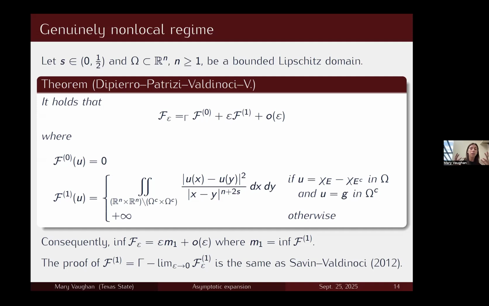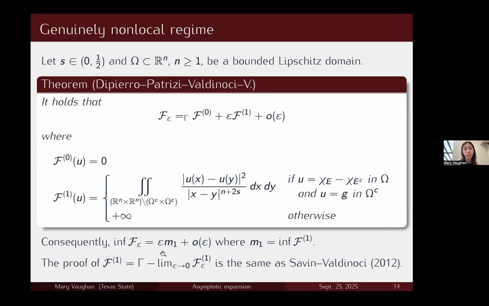So this is the genuinely non-local case, because not only do we converge, we have a non-local functional converging to a non-local perimeter functional, but our boundary data is also non-local. Here, we're still looking at u equals g everywhere in Ω complement, and a little bit of a spoiler, when s is bigger than or equal to 1/2, we'll see something a little bit different. We'll see localizing with the boundary conditions as well. So this is the genuinely non-local regime.